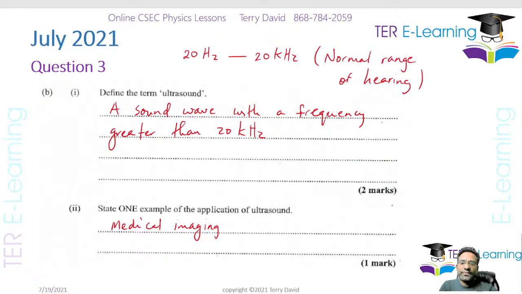Right. We also use it for measuring the depth of the ocean. Any example that makes sense, you're getting marked, right? Any example. I see somebody said prenatal scanning, yes. Sonar, yes. All of those things could work. So sonar, any valid example, 1 mark for that.